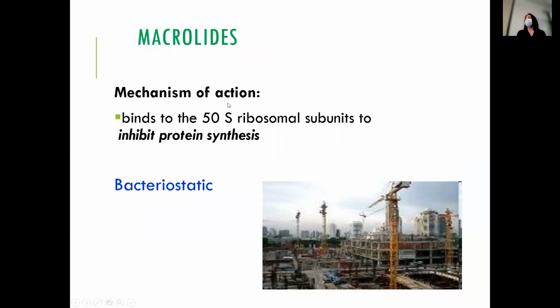So for the macrolides, the mechanism of action is that the antibiotic binds to the 50S ribosomal subunit to inhibit protein synthesis. There's a 30S ribosomal subunit on one of the other antibiotics, and then there's this 50S. That's the only time those phrases come into play that you have to kind of know, but both of them affect protein synthesis. So both of them inhibit protein synthesis, and it ends up with a bacteriostatic result. So the mechanism of action of macrolides is a bacteriostatic result.